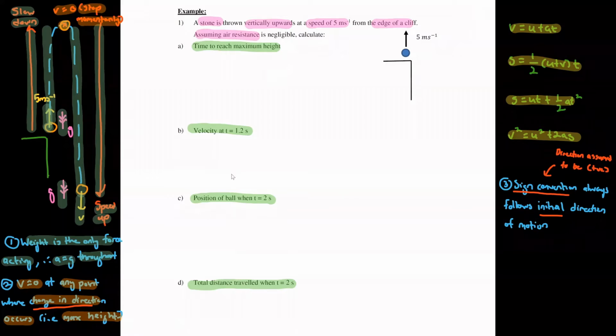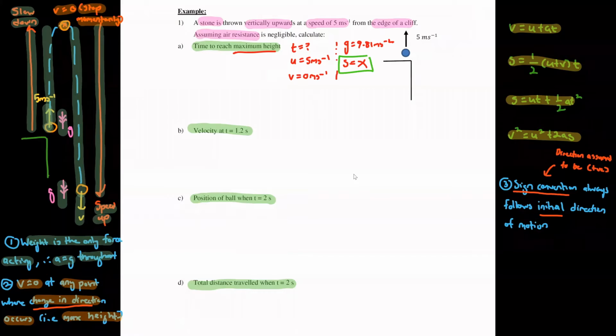In part A, we want to find out the time taken to reach maximum height. Time is what we want to find out. The initial velocity u is 5 meters per second. The final velocity v is 0 meters per second because it is at maximum height. And then our gravitational acceleration is 9.81 meters per second squared. Lastly, the displacement is not something that we know. Neither is it something that we want to find out.